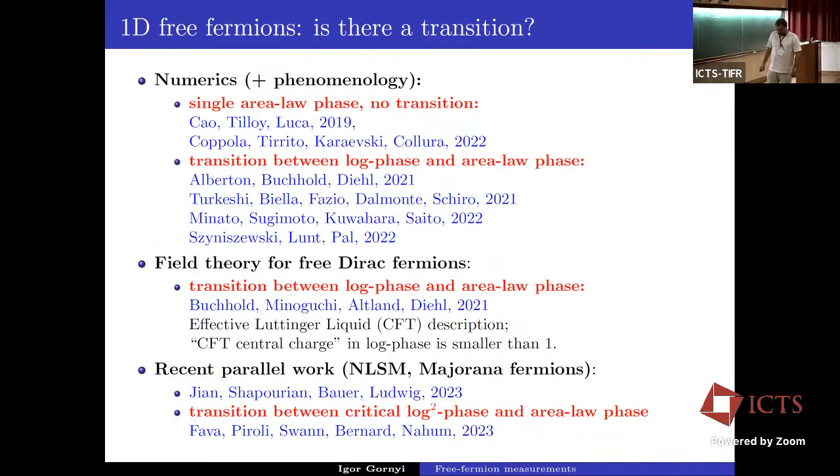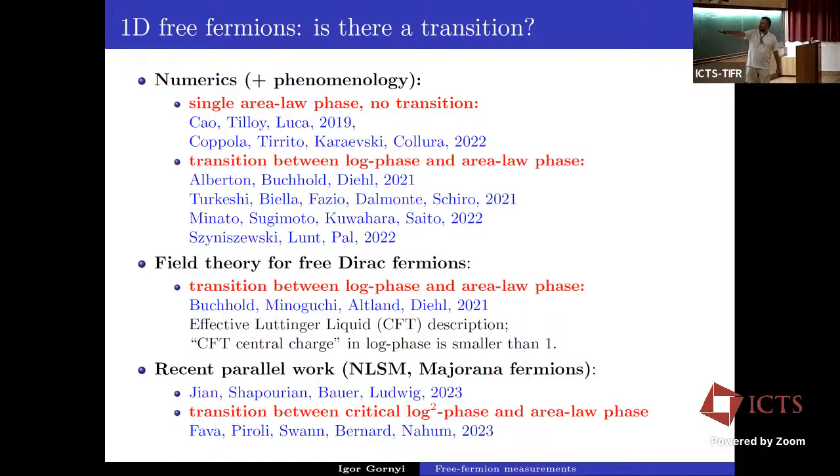So there have been long discussions in the literature, arguments between various groups. Some people found numerically, and had some phenomenological arguments, in favor of a single area law phase, no transition, just like in a gapped system: free fermions, monitored free fermions, and no transition. Other people found a transition between a logarithmic critical phase and the area law phase at very frequent measurement. In the limit of frequent measurements, everybody believes that there is the quantum Zeno effect and entanglement entropy does not depend on the subsystem size, showing the area law.